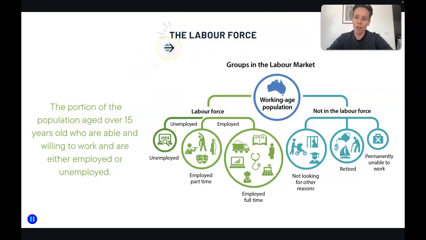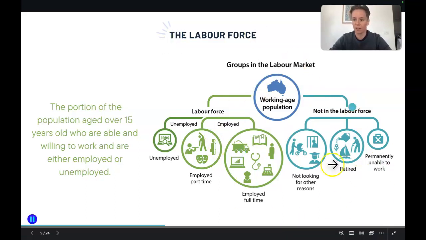All right, I want to introduce you to the labour force. So let's just have a quick look at the graphic on the right-hand side.